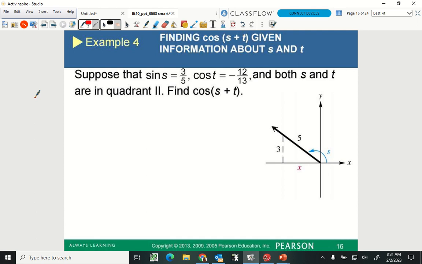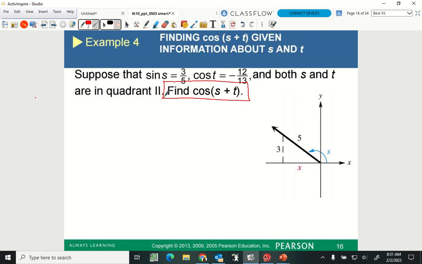Anyway, example 4 says suppose sine s is 3 over 5 and cosine t is negative 12 over 13. Both s and t are in quadrant 2. What do you know about things that are in quadrant 2? The x is negative, very good. So what we're going to do here is find cosine of s plus t.